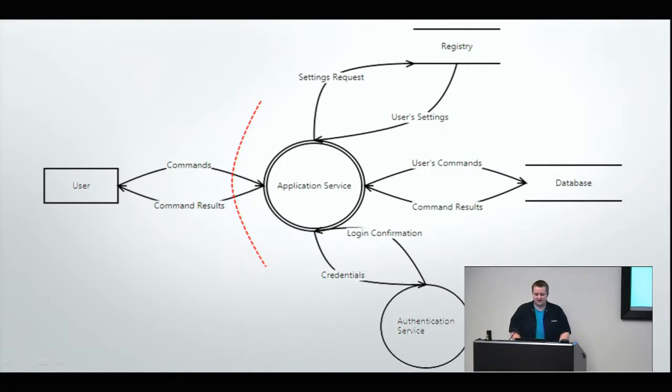So here's a pretty basic threat model. If you've never seen one of these before, it's a little overwhelming, a little confusing to see what's going on. But when we really walk through it, it's not that complicated. We have a user here who's sending commands to an application service. The application service is sending the requests to the database and getting the results and sending them back to the user. There's also a login process and some settings stored in a registry. These are all shown by various elements, and we'll walk through those in just a minute here.